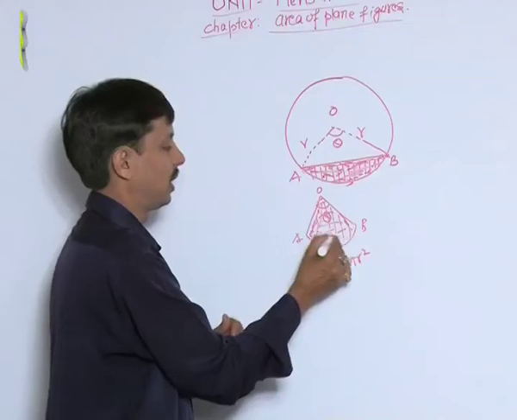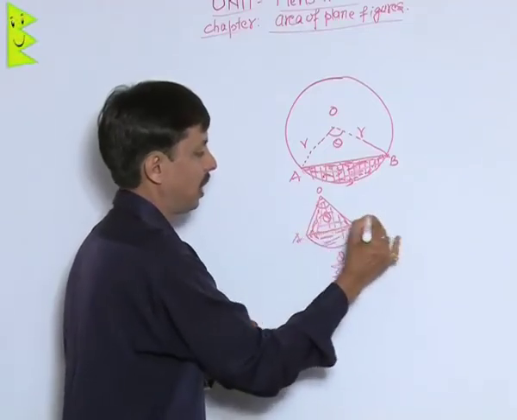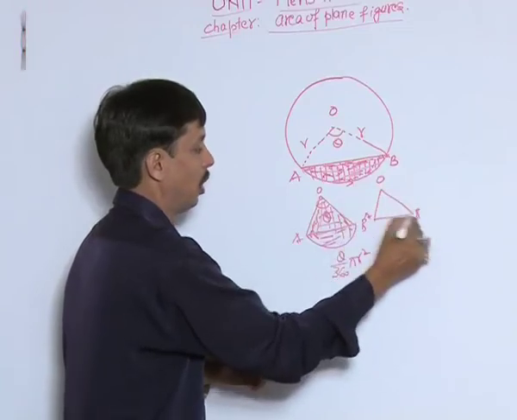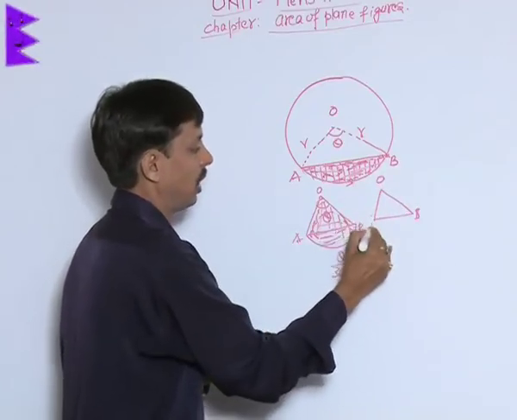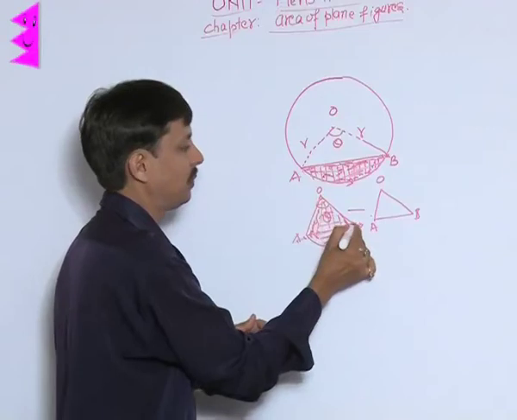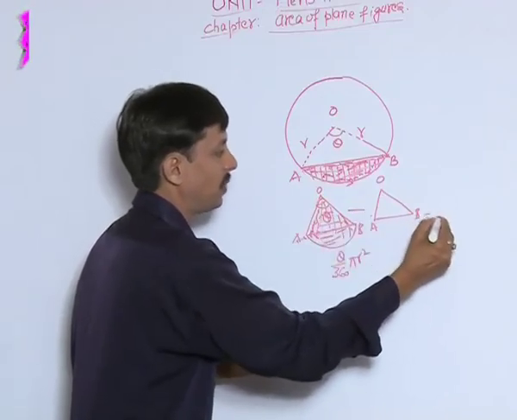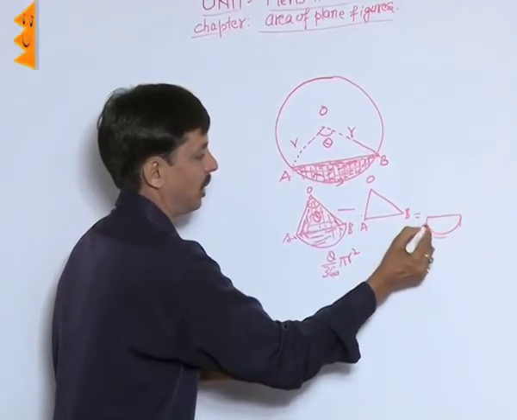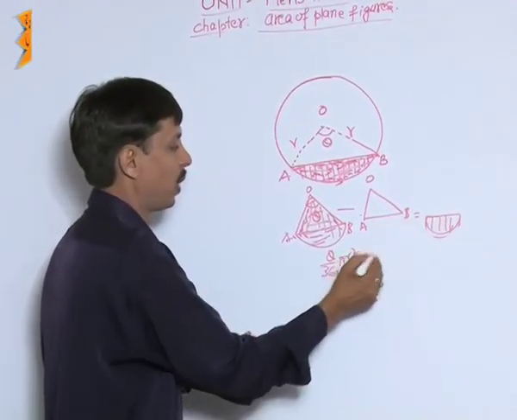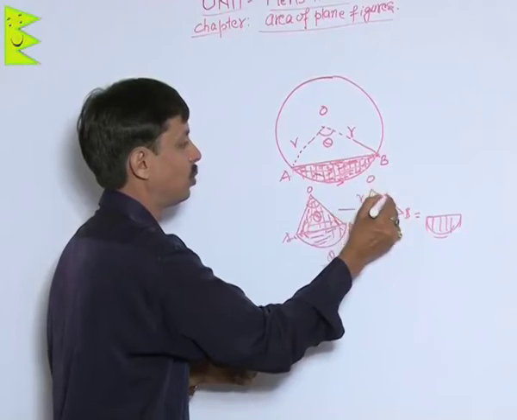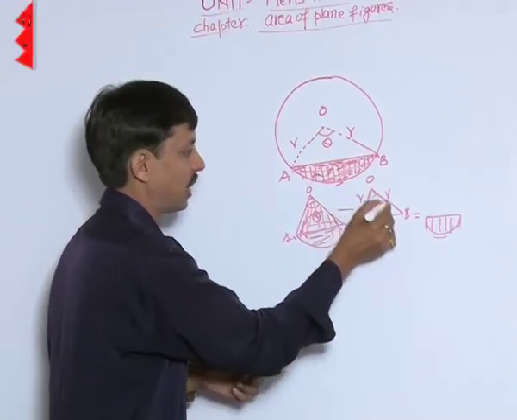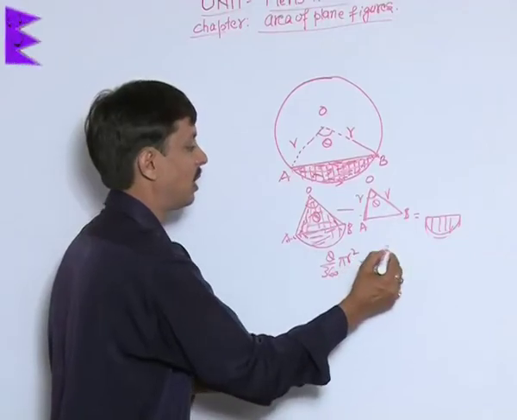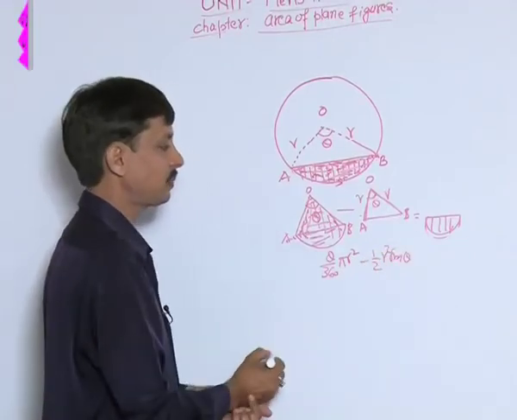Now from this sector, if this triangle is removed, this is the triangle OAB, then we can obtain the segment, that is, the minor segment. What is the area of this triangle if these two sides are equal? This side is r, this side is r, and this angle is theta. The formula developed is half r square sine theta.